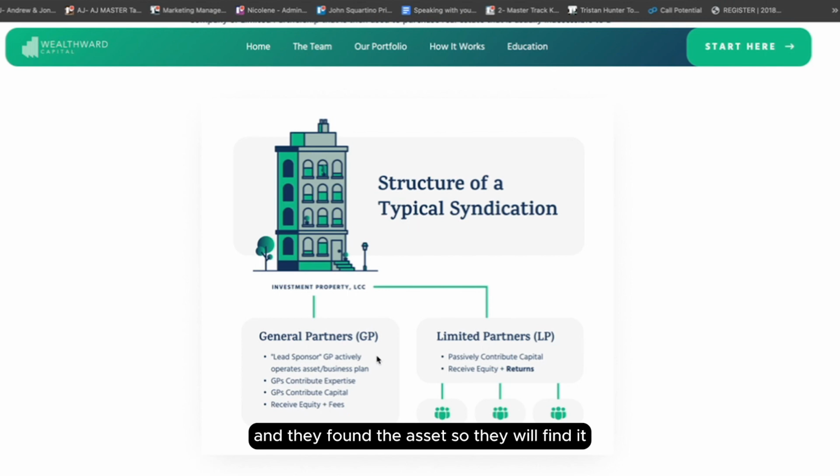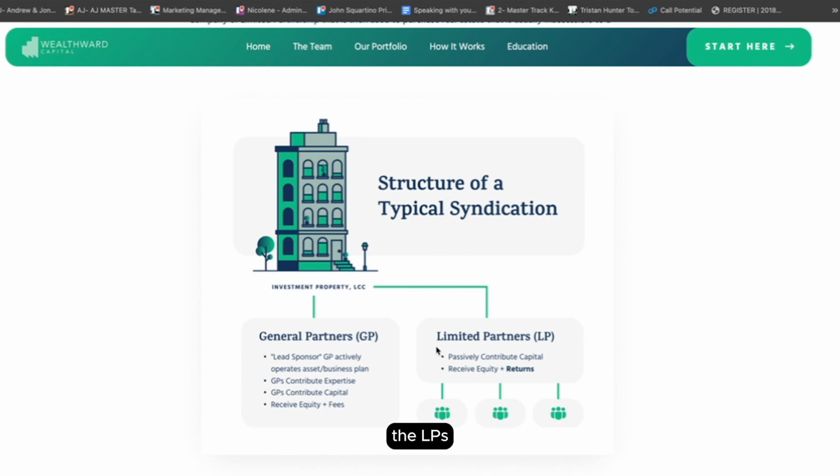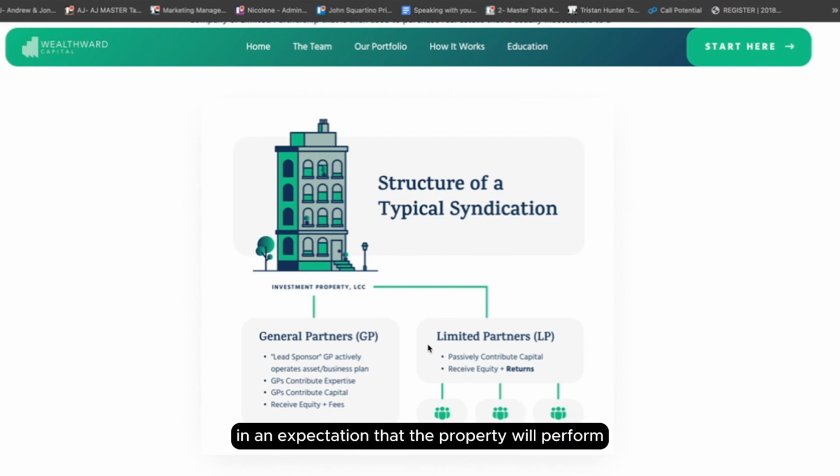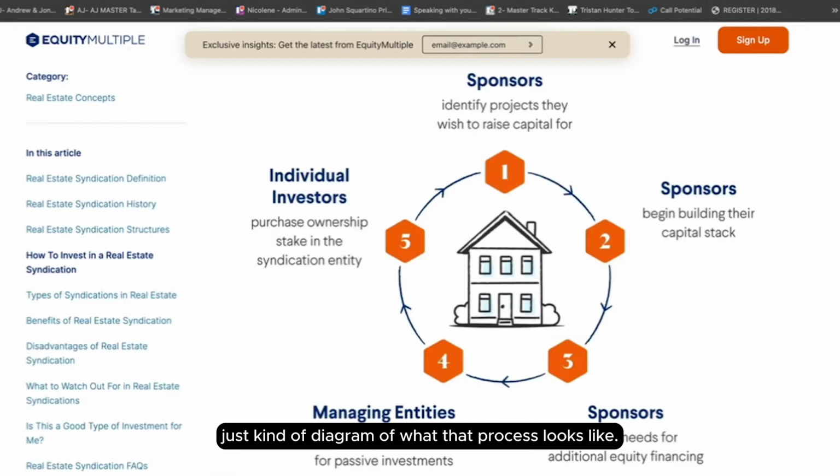So they will find it, put the deal together, get the financing, and also raise the money from the limited partners here, the LPs, who are the equity partners that are contributing capital in an expectation that the property will perform based on the underwriting and the business plan put together by the general partners. And then the limited partners will be able to receive a return on their investment. So this is a cool diagram of what that process looks like.